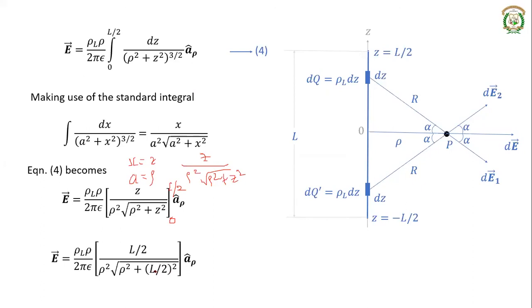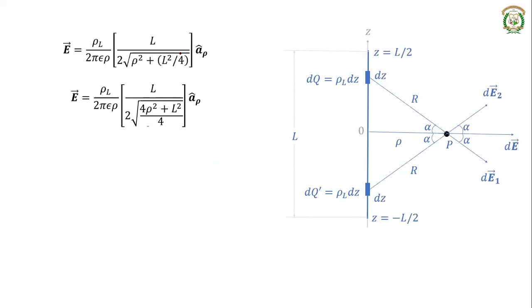L by 2 whole square, we can write it as L square by 4, and L by 2 in the numerator, I can write that 2 in the denominator, so I will get it here. So in the square root, we have rho square plus L square by 4. If I take the denominator as 4, this term will become 4 rho square plus L square.